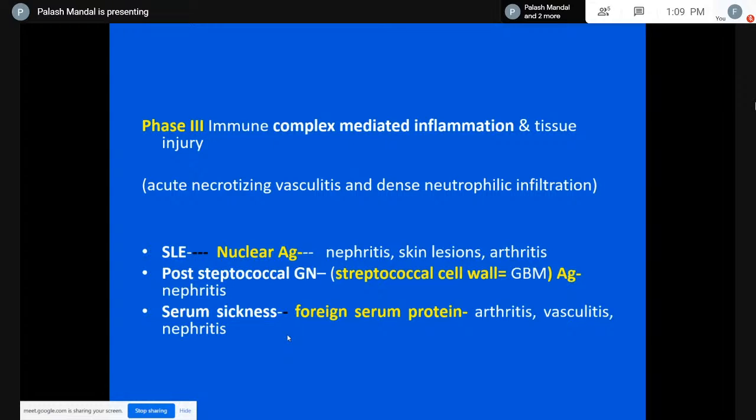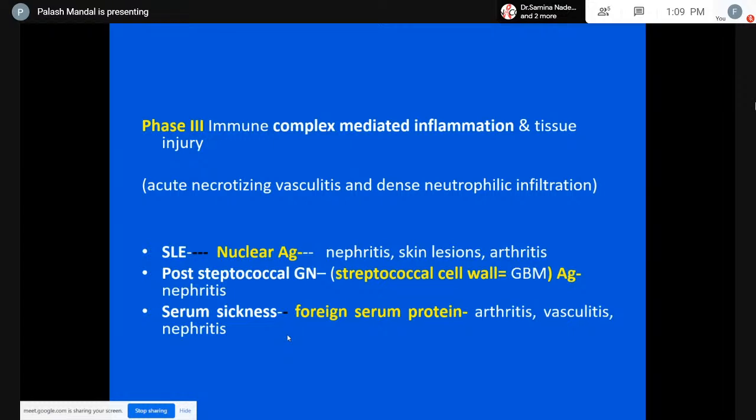The classic example being SLE, systemic lupus erythematosus, where the nuclear antigens are there. The nuclear antigens are the self antigens, mind you, the body's own antigens. The nucleus of the body's own cells is being attacked by the antibodies. So all these are autoimmune diseases.